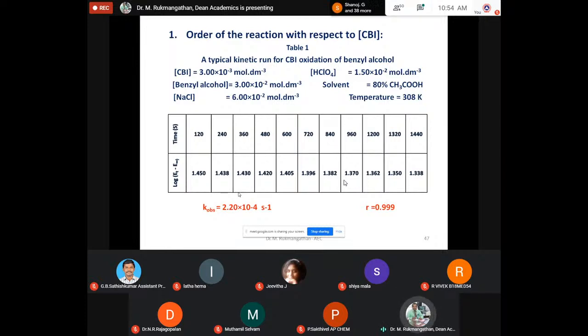What is the final reading? After the completion of the reaction, there will not be any change in EMF. That is taken as E infinity. So here E t minus E infinity has been calculated, and the logarithmic value of each one has been taken. They are interpreted in the results.